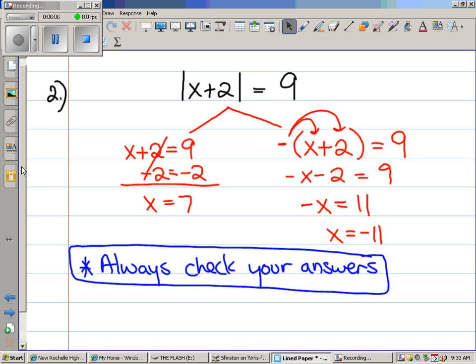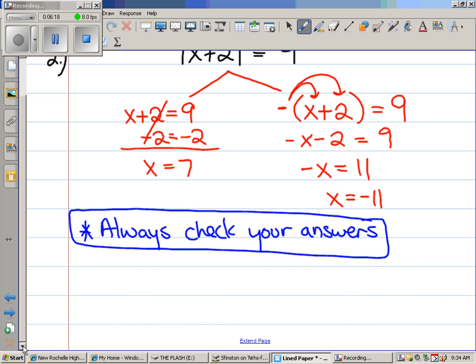7 plus 2 is 9, right? Absolute value of 9 is 9. What about this one? Negative 11 plus 2 is what? Negative 9. What's the absolute value of negative 9? So they both work. X equals 7 and negative 11. And I'm going to put a box around it. That's just me.